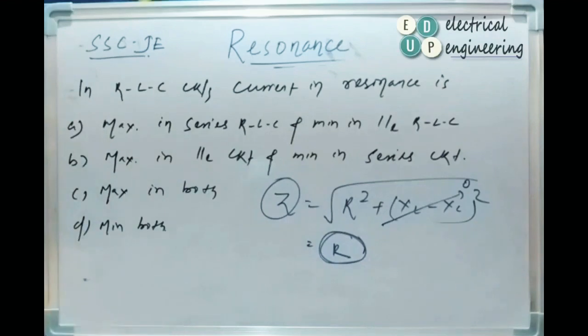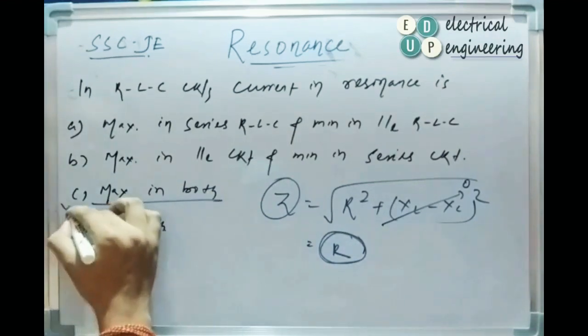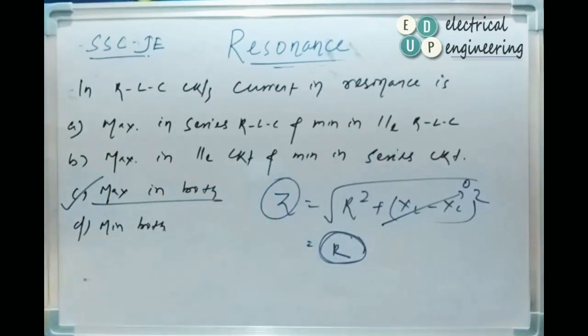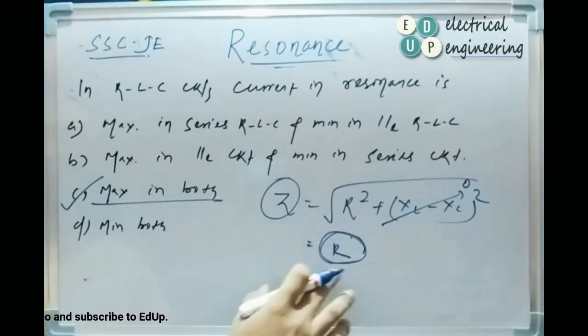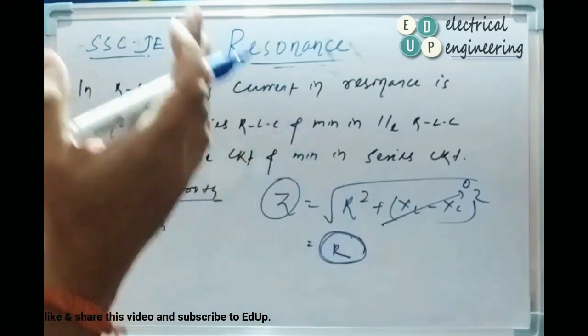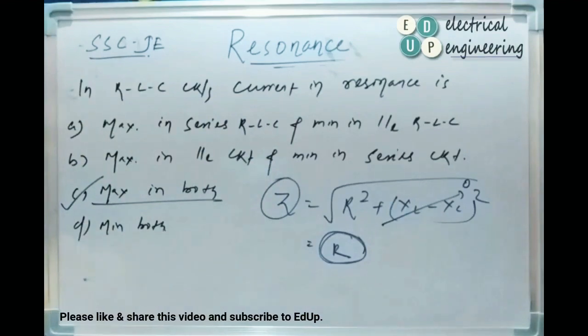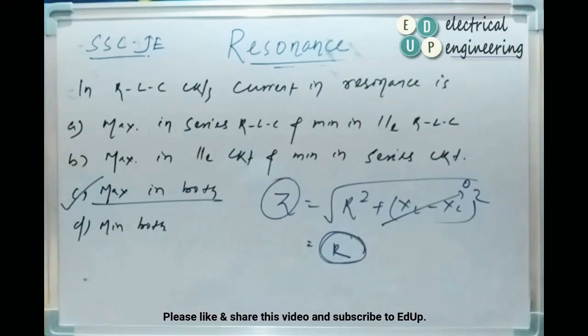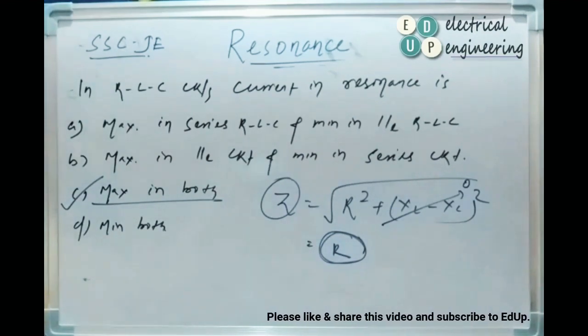So the current will be maximum in both cases, because R is the minimum impedance and it occurs at the time of resonance, and R is less than Z. So impedance is decreasing, which means current will be higher. Maximum current will occur in both cases because both circuits will act as purely resistive circuits. So option C is correct, maximum in both.